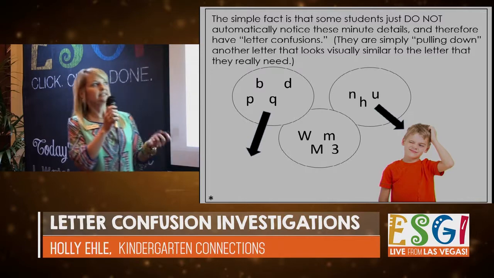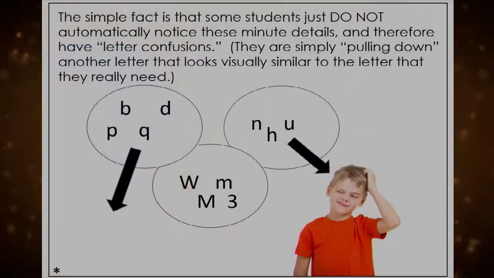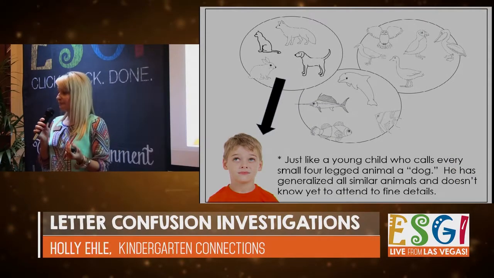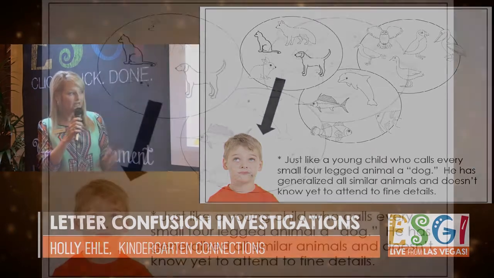The simple fact is that some students just do not automatically notice these little minute details, and therefore they have letter confusions. They're simply pulling down another letter that looks visually similar to the letter that they really need. This happens not just with letters, but other things too.